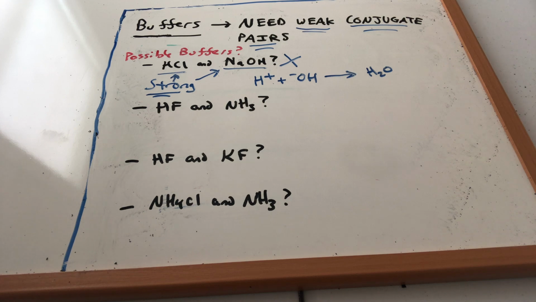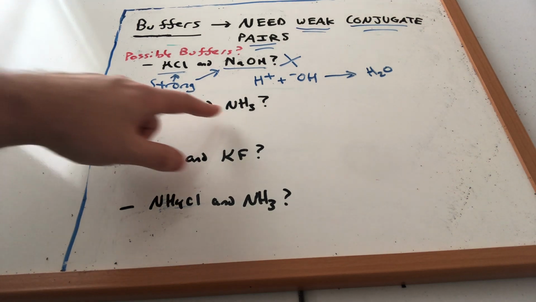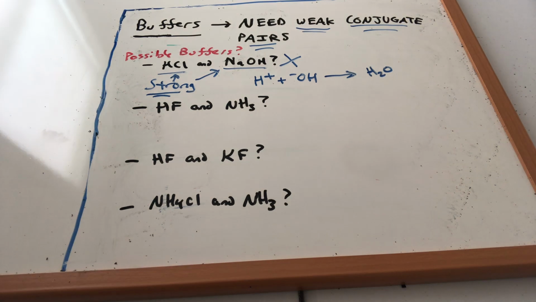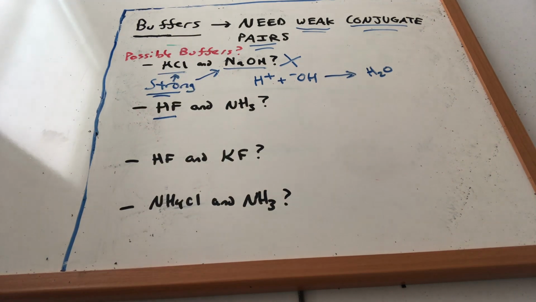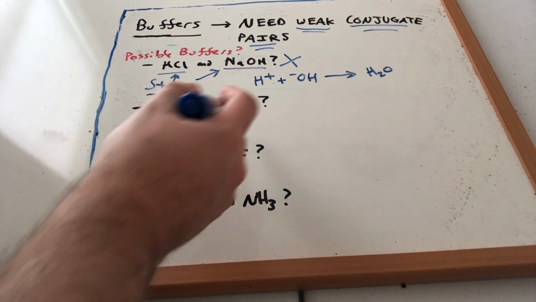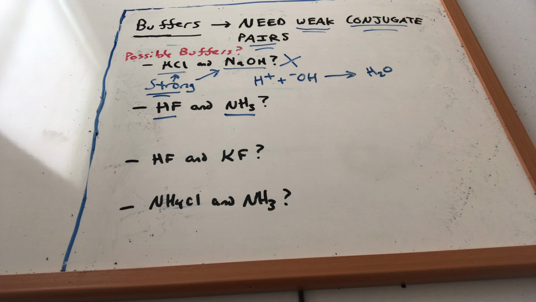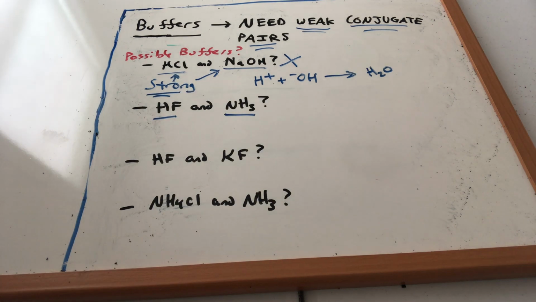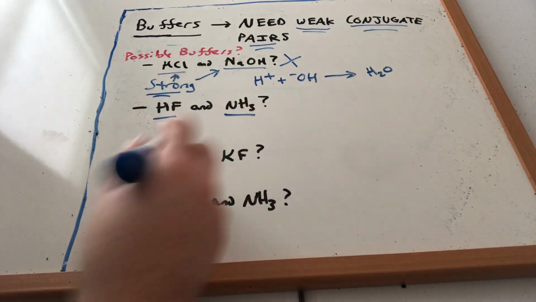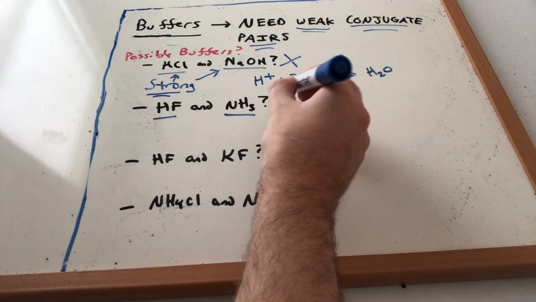Okay, so let's go on to the next case here. What about HF and NH3? Could this possibly be a buffer? Well, this is a weak species. This is a weak acid, HF. It's not one of my strong acids I've memorized. NH3, yep, that's a weak base. We've been over that as a weak base before. This has a separate Ka, this has a separate Kb. Yeah, we're ready to go here. All right, except this is a weak acid and a weak base being mixed, but are they conjugates? And the answer is no.